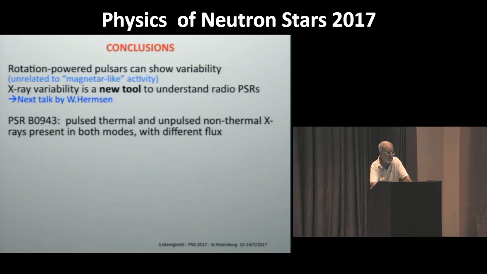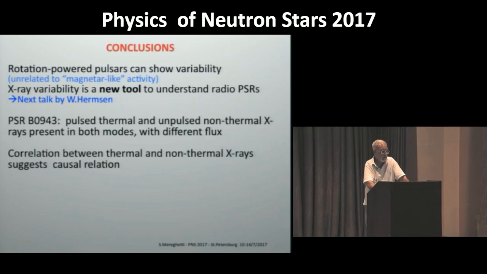Concerning 0943 in particular, the main conclusion of the new data is that both radio modes have basically the same kind of spectrum in X-rays, composed of a thermal and a non-thermal component. And it seems that the pulsations are to be ascribed to the thermal X-rays, which is still something that needs to be explained. Both these components vary in a correlated way when the pulsar switches mode.